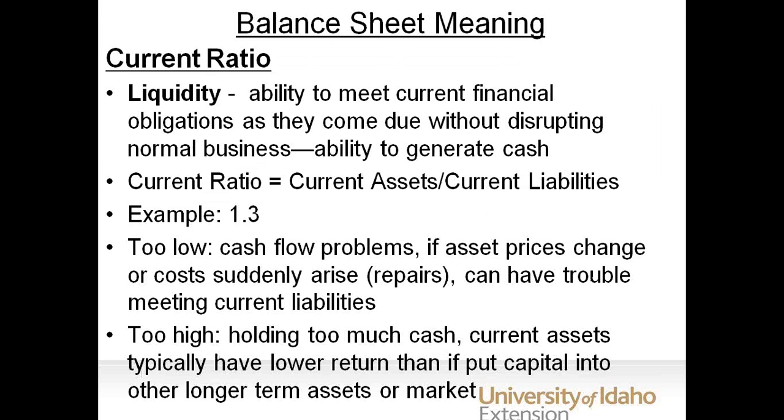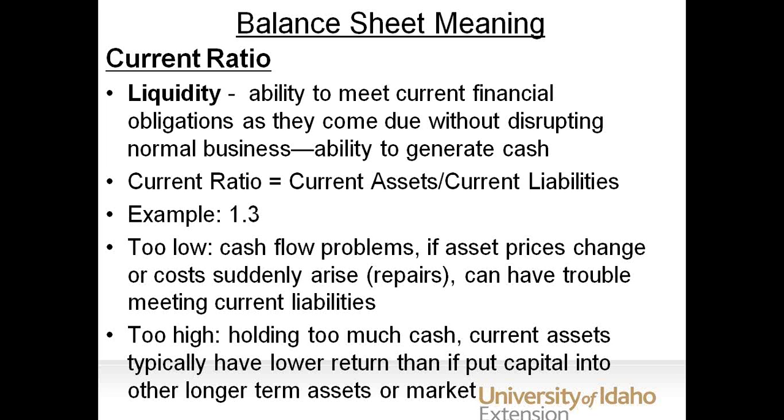So some of the uses of a balance sheet, or meanings that we can get off the balance sheet. This first refers to liquidity, and liquidity, I mentioned it earlier, just means the ability to meet current financial obligations but without disrupting the normal business. In other words, an ability to meet cash obligations. Usually this is measured a couple different ways. One is called the working capital, which is just the difference between current assets and current liabilities. And the second is a current ratio, which is a ratio between current assets and current liabilities.